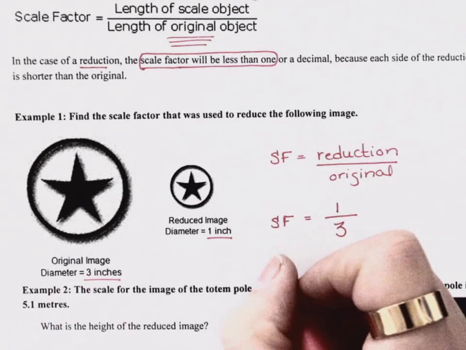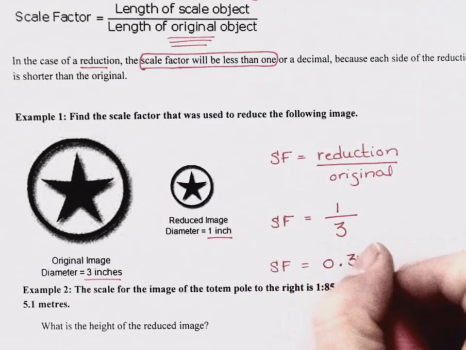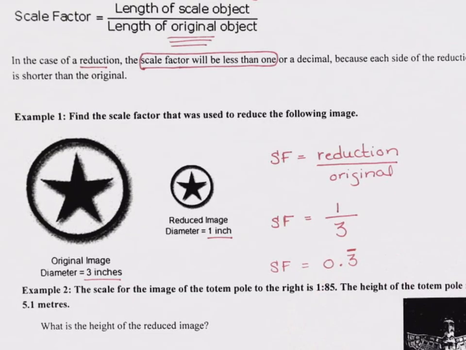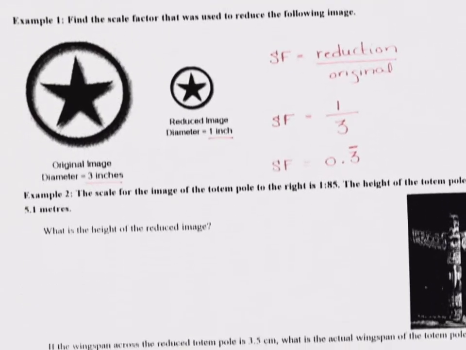Now you could change it to a decimal if that makes you more comfortable. If you choose to do that, make sure you put that repeating line on there, and we're going to do some calculations with scale factors as well. So if you're using the decimal and it's a repeating decimal, because sometimes that happens, you've got to use more than just 0.3. You got to put a bunch of 0.3s in there. Please and thank you. All right, so let's move on to example 2.